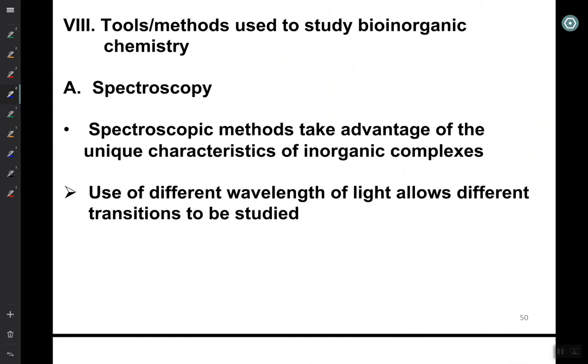Okay, so those were the examples of drugs that are used as medicine, or metals that have been used as medicine. And this last section is about what kind of tools and methods we use to study bioinorganic chemistry. So what are some common methods? Spectroscopy is a very important one. Spectroscopic methods take advantage of the unique characteristic of inorganic complexes. Use of different wavelengths of light allow different transitions to be studied.